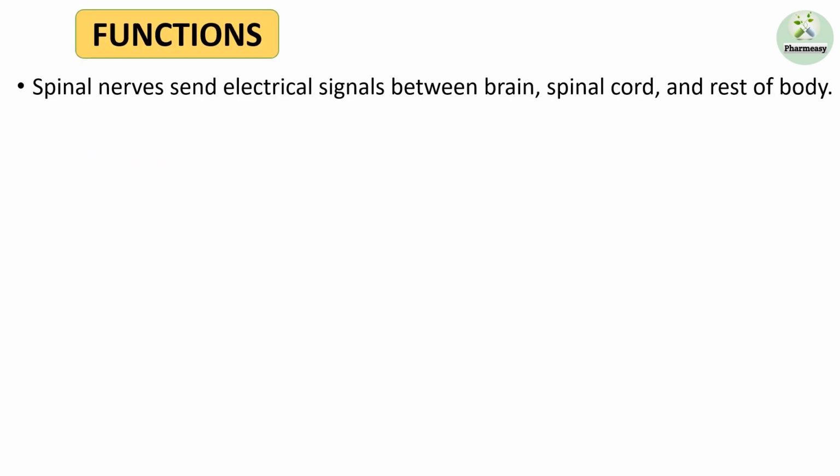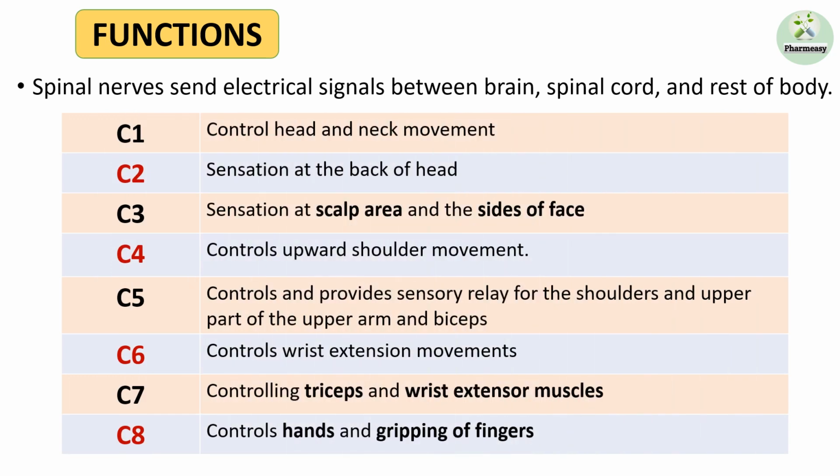Next topic is functions of spinal nerves. Spinal nerves send electrical signals between brain, spinal cord, and rest of the body. These are the nerves along with their functions. Cervical nerve. C1 nerve controls the head and neck movements including forward and backward movements.